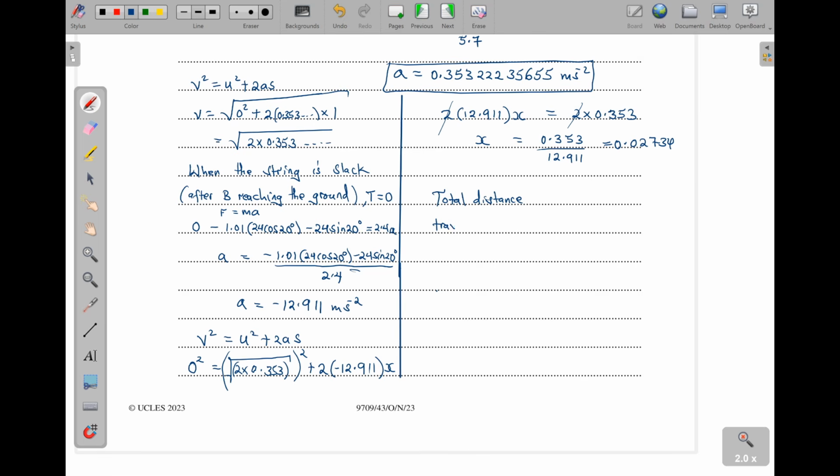up the plane is going to be equal to the 1 meter it covered when B was moving down, plus this one we have gotten, 0.02734, but we shall write to 3 significant figures. We shall have 1.03 meters to 3 significant figures.